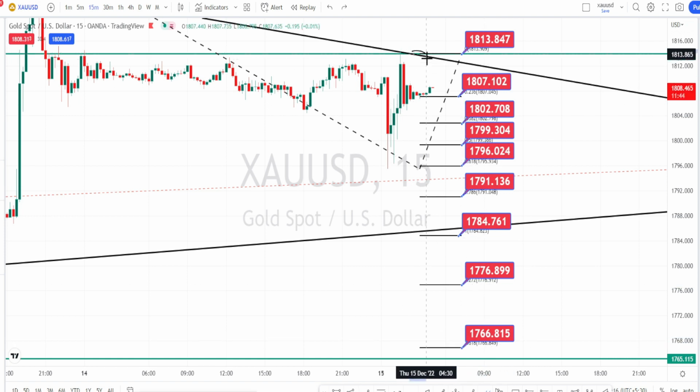So wait for the price action to bounce back from this resistance level of 1813 if you want to freshly enter on the bearish side trade in 15 minutes time frame, or wait for the price action to break this resistance level of 1813 if you want to freshly enter into the bullish side trade in 15 minutes time frame. Please refer the levels in 30 minutes time frame on the bullish side.